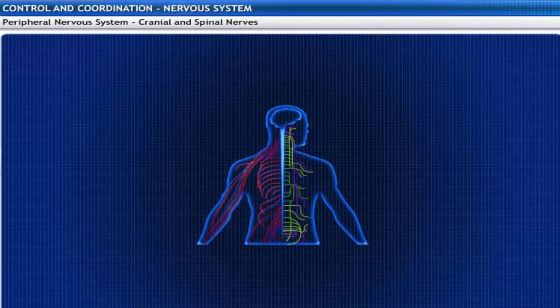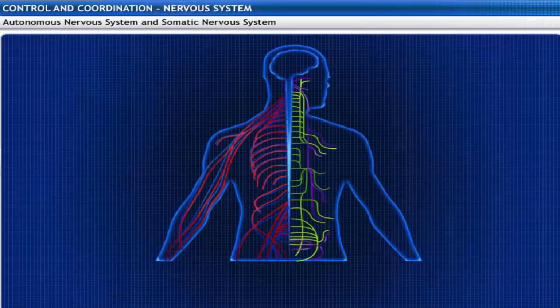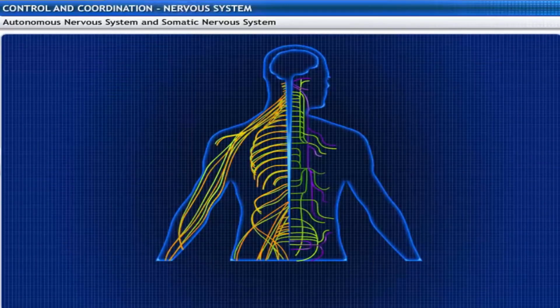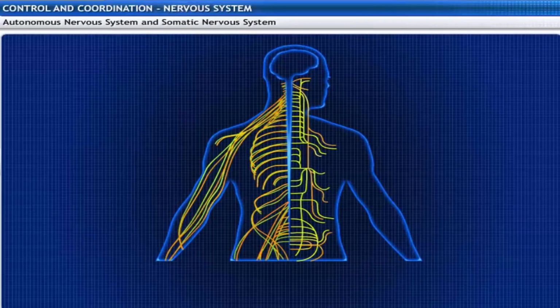Motor nerves control both voluntary and involuntary functions. Based on the functions performed, the peripheral nervous system is classified as autonomous nervous system and somatic nervous system.